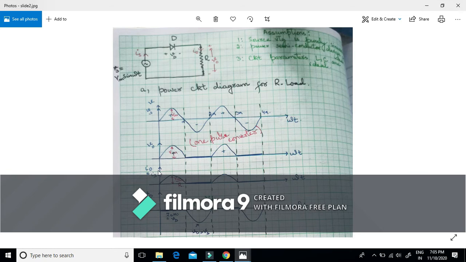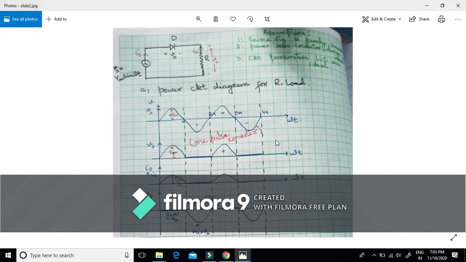Now, if there is a current in the circuit during the positive cycle, there will be some V naught, and that V naught will be equal to I naught into R. If there is a driving force, there will be current, and because of that current there will be some V naught, having exactly the same peak, equal to Vm. At omega t equal to 0, the output voltage will be 0 because the source voltage is 0, the current will be 0, and this output will be 0. During this negative cycle, again the output voltage will be 0. This is another negative cycle, and the output voltage will be 0.